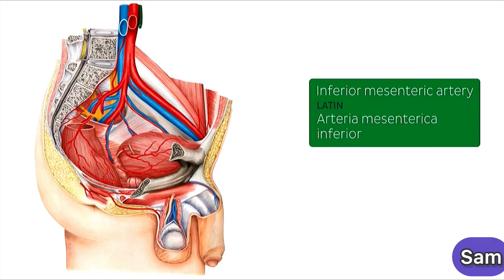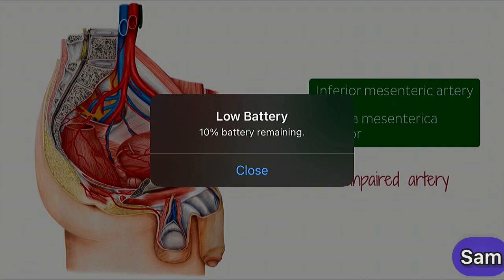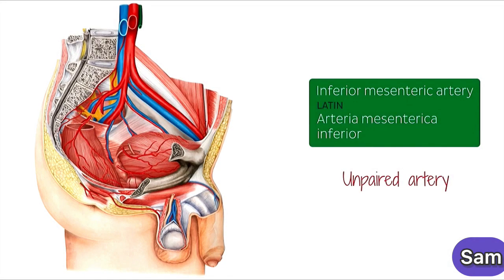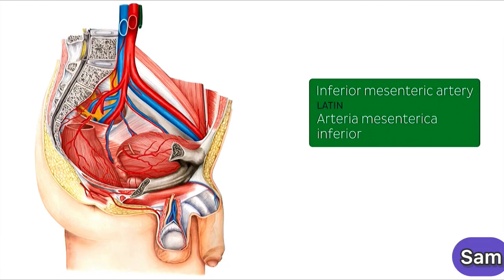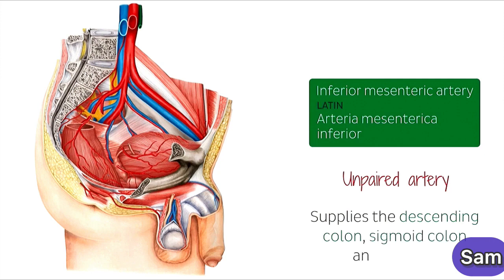Now, this one is an unpaired artery that passes to the left, supplying then the descending colon, the sigmoid colon, and the rectum. This artery is also important because it gives off the superior rectal artery.